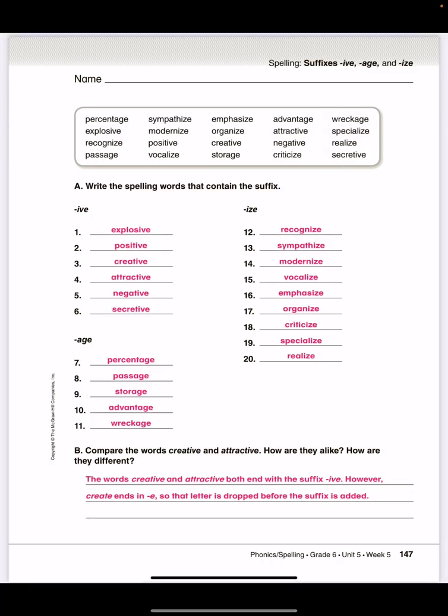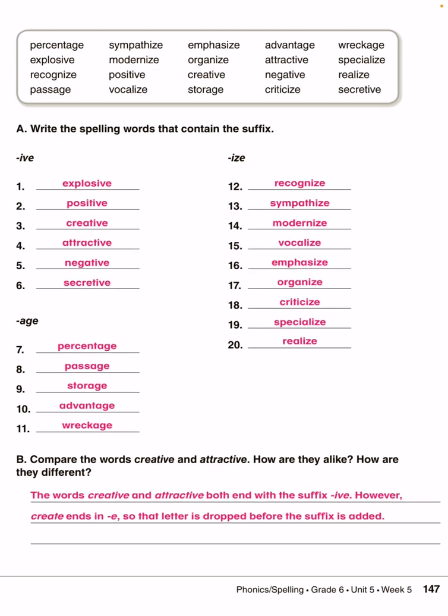All right, folks, as I told you, I'm going to try to keep this short and sweet. First of all, why don't we start with our spelling? Now, keep in mind you can pause this video at any point if you'd like to get a better look at your answers. First things first, we talked about the word endings, the suffixes IVE, AGE, and IZE.